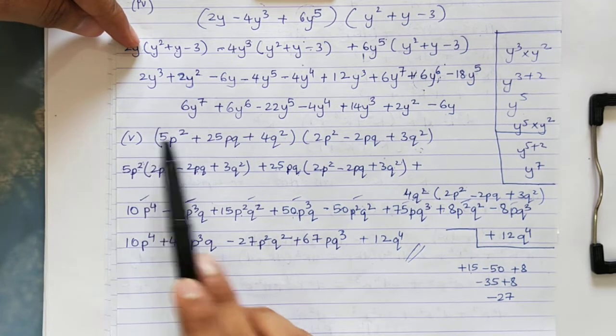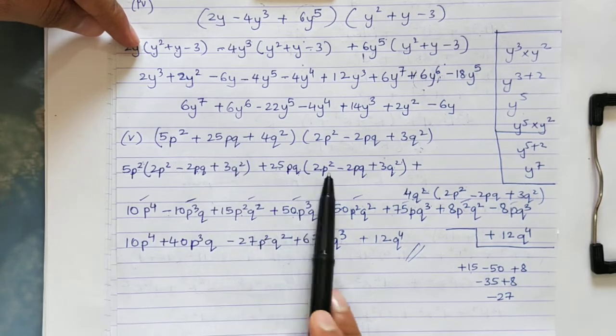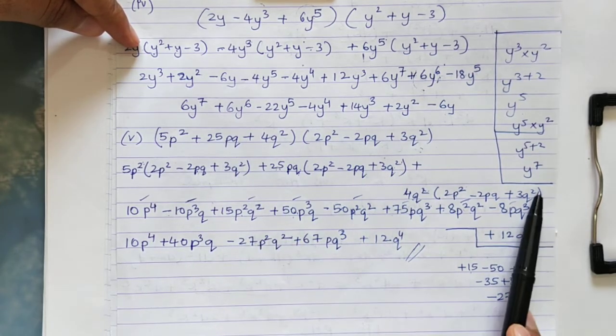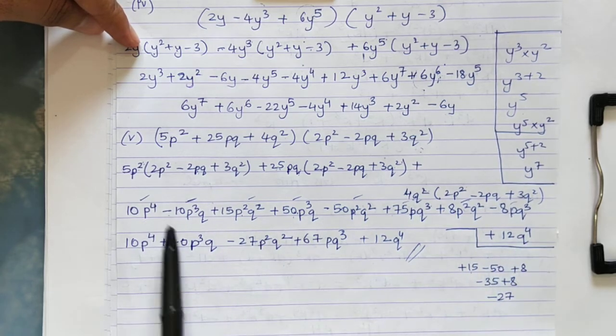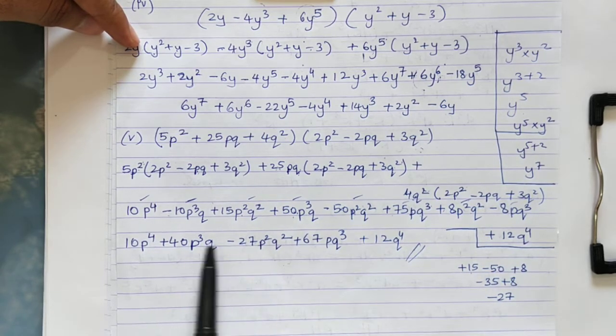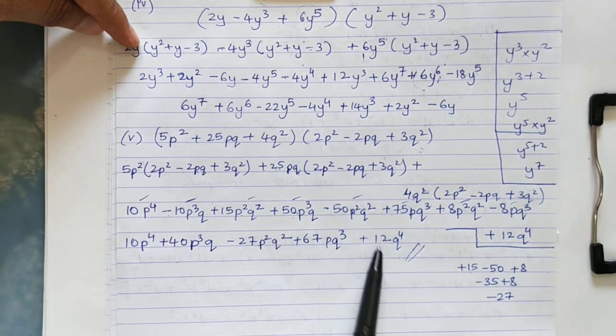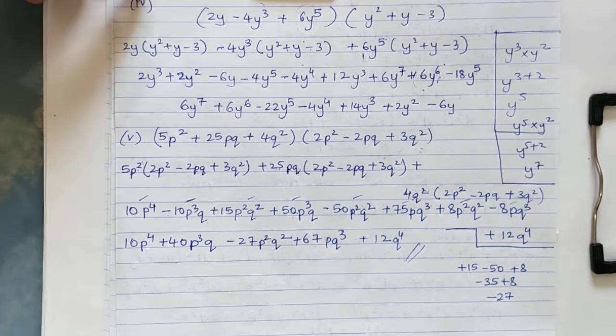First, with each term we'll multiply the full bracket, with the second term the full bracket, with the third term the full bracket. Then we open the brackets, then we add the like terms, those which have the same variables. Copy it properly.